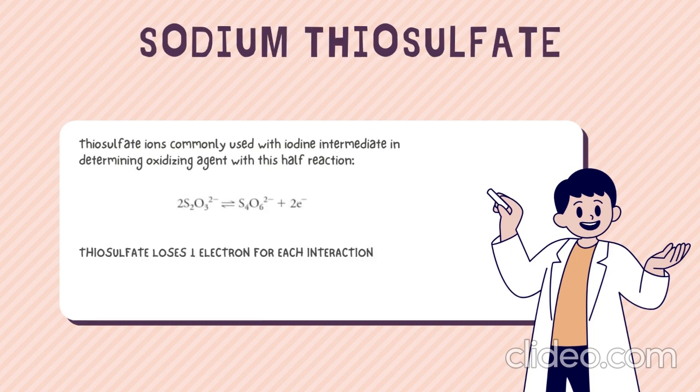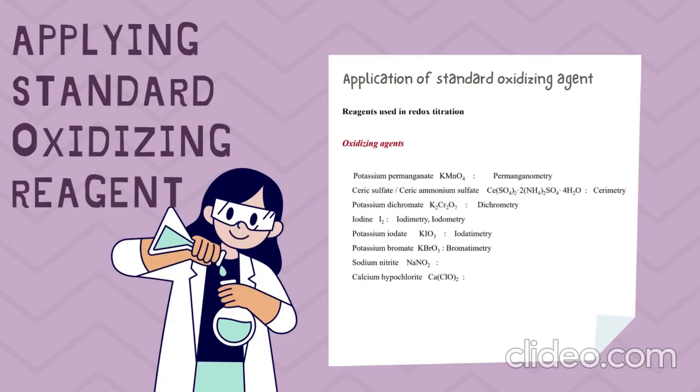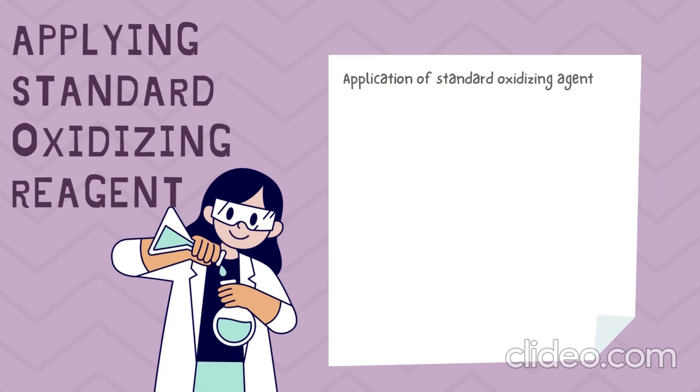For the thiosulfate volumetric ratio, it is commonly used with the iodine intermediate in determining oxidizing agents with the half reaction given below. So thiosulfate loses 1 electron for each interaction. Now for the application of standard oxidizing agents, these are the reagents used in the redox titration.